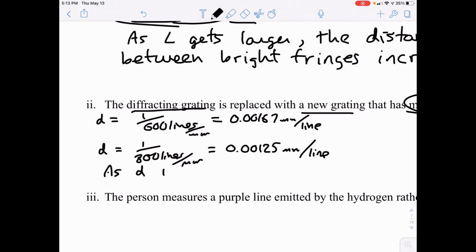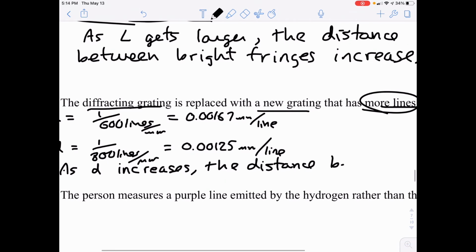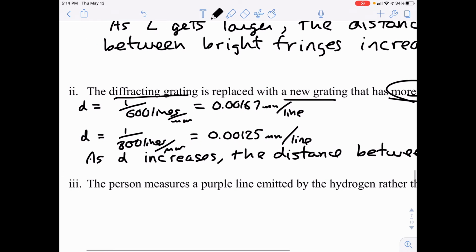So, in other words, as d increases, the distance between adjacent bright fringes also increases.